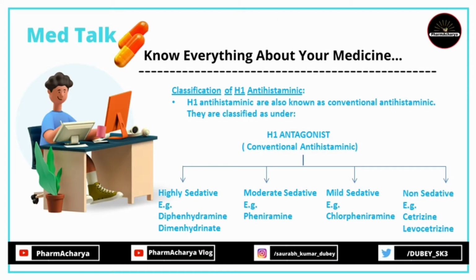Based on the targeted receptor on which antihistaminics act, they are classified into H1, H2, and H3 antagonists. H1 antihistaminics are also known as conventional antihistaminics and they are classified as highly sedative antihistaminics, example diphenhydramine and dimenhydrinate; moderate sedative antihistaminics, example pheniramine; mild sedative antihistaminic, that is chlorpheniramine; and non-sedative antihistaminics, that is cetirizine and levocetirizine.